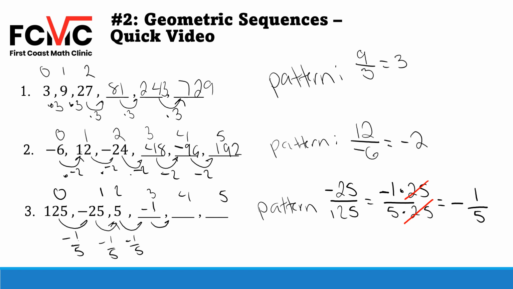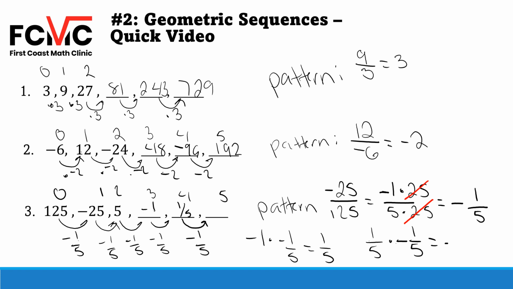Multiply by negative 1/5 again. So negative 1 times negative 1/5. Negative times negative is a positive, and we're going to get a positive 1/5. So we should get 1/5 here. Then we're going to multiply 1/5 times a negative 1/5 again to get that fifth term. So times negative 1/5.